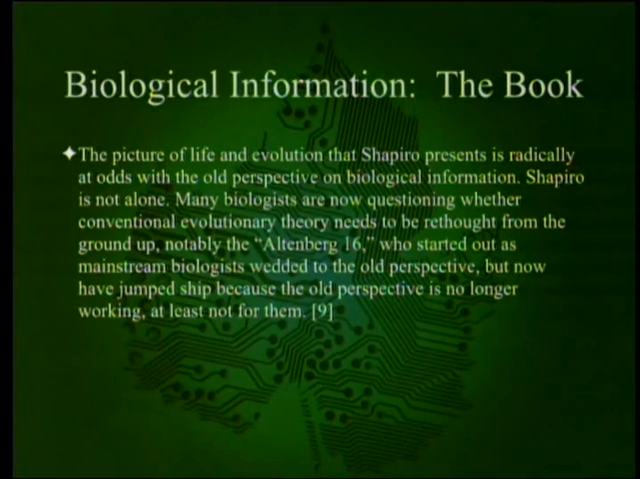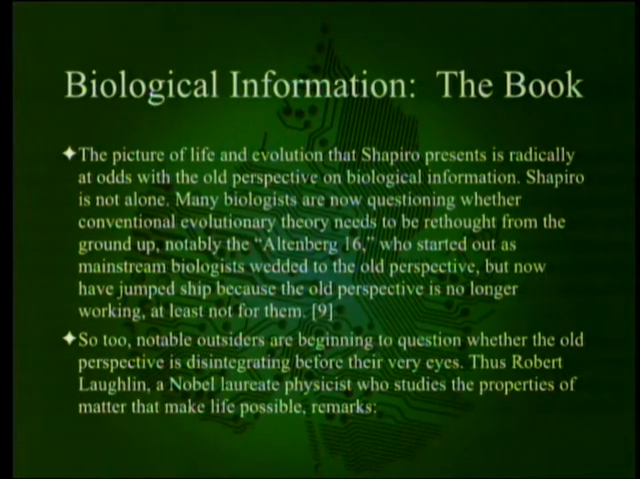Shapiro is not alone. Many biologists are now questioning whether conventional evolutionary theory needs to be rethought from the ground up, notably the Altenberg 16, who started out as mainstream biologists wedded to the old perspective but now have jumped ship because the old perspective is no longer working, at least not for them. So, too, notable outsiders are beginning to question whether the old perspective is disintegrating before their very eyes.